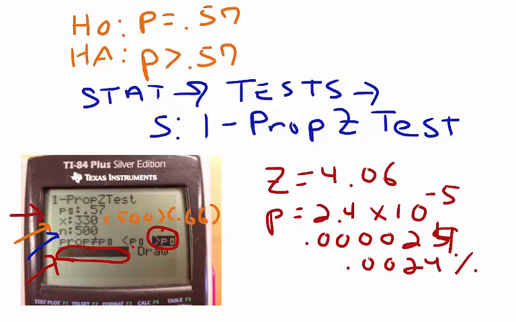Now you may notice slight discrepancies between working problems out by hand and using your calculator, and that has to do with decimal rounding issues. For example, when we worked out our problem, our z-score was 4.09. In this case, z is equal to 4.06. These are minor differences that are to be expected when using different methods to solve the problem.